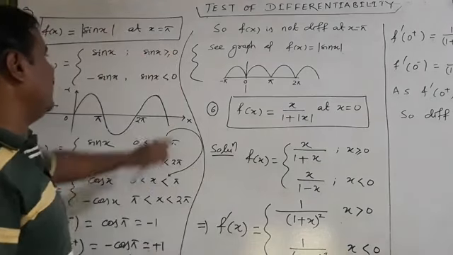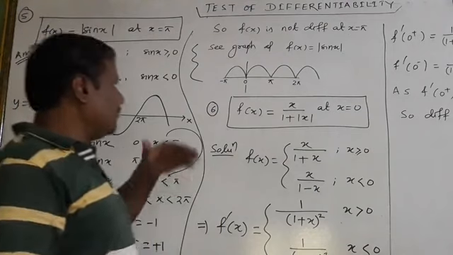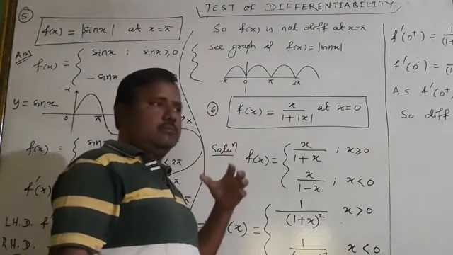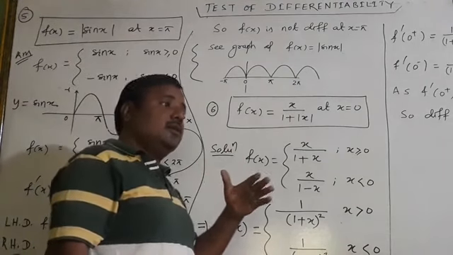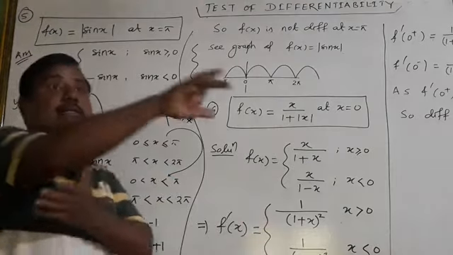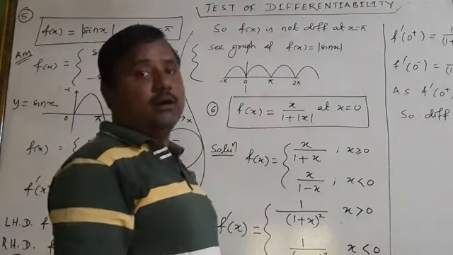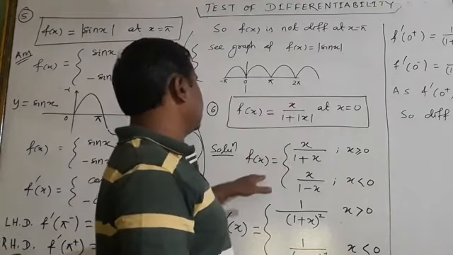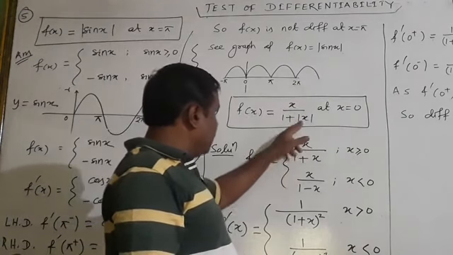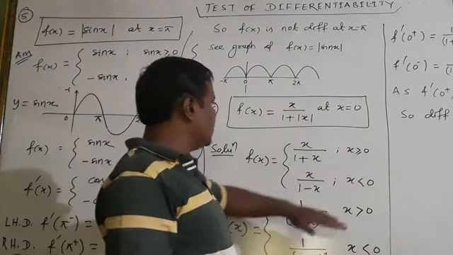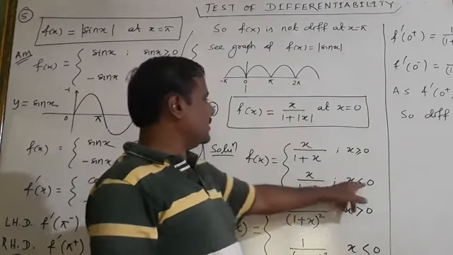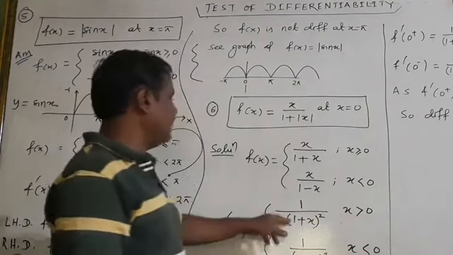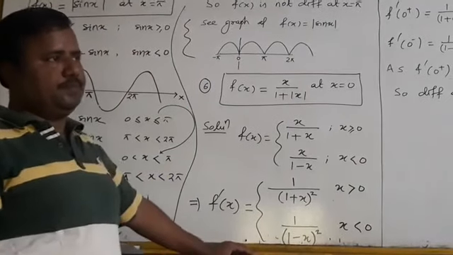Okay, now I am going to problem number 6. I am solving this problem also in a slightly different way, not in the traditional way, which is very long and lengthy. f(x) = x over 1 plus mod x at x = 0. Here mod x is x when x is greater than or equal to 0, and mod x is minus x when x is less than 0. Just differentiate. I am not doing the exact way.